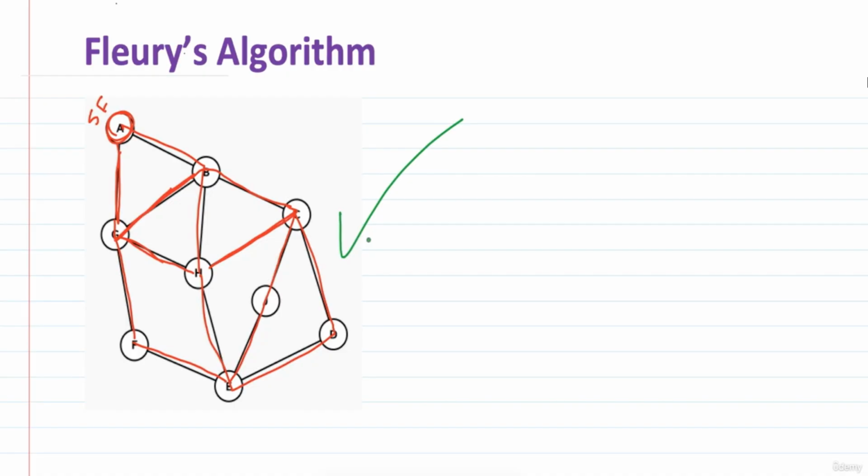If you are looking for an Euler path, start at an odd vertex, do this process, go through an edge. If the deletion of that edge makes the graph disconnected, don't go through it. If it doesn't, go through it. Eventually, if you repeat this process, you will end at the other odd vertex. Okay, so that is about Fleury's algorithm.